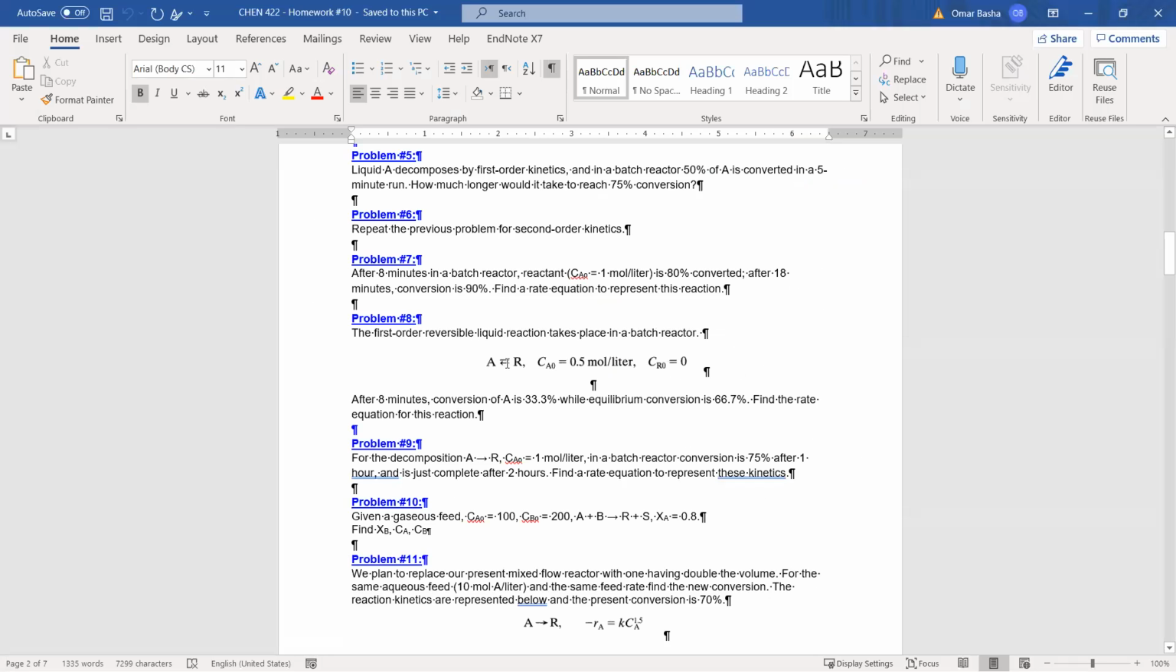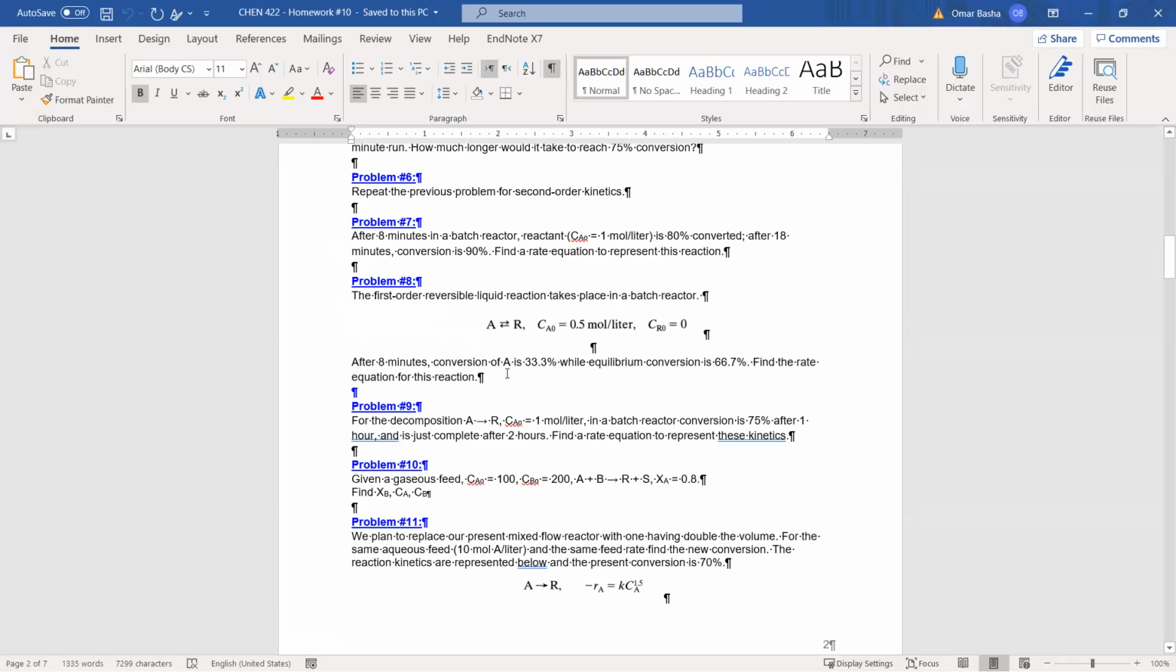Okay, so now on to problem 8. A first order reversible liquid reaction takes place in a batch reactor. A goes to R, Ca0 is 0.5 moles per liter, Cr0 is 0. After 8 minutes, conversion of A is 33.3%, while the equilibrium conversion is 66.7%. Find the rate equation for this reaction.